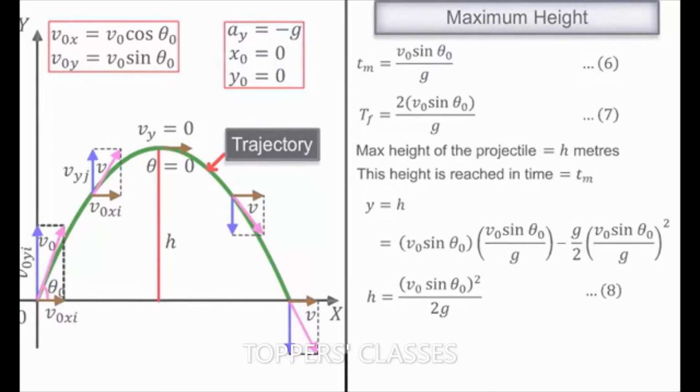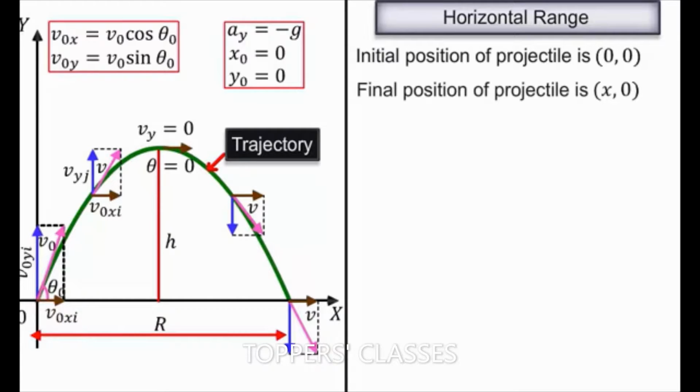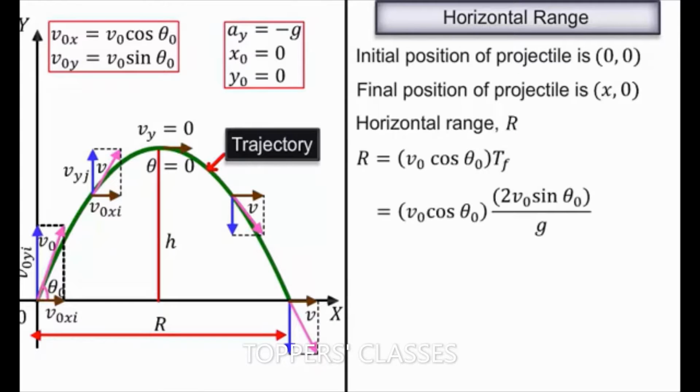What is the horizontal range of the projectile? Here, the initial position of the projectile is 0, 0. The final position of the projectile is x, 0. X is known as the horizontal range R of the projectile. This is the horizontal distance travelled by the projectile during its time of flight, Tf. On substitution and simplification, we get R is equal to V0 square into sine 2 theta divided by g. Let this be equation 9.